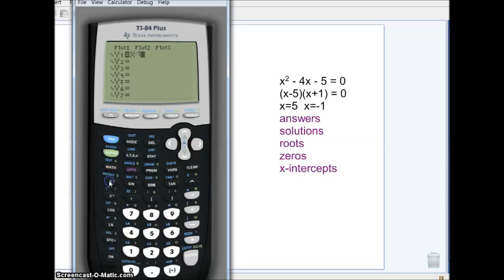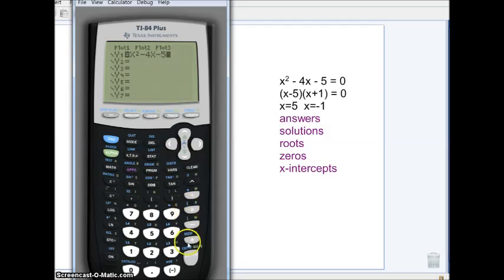X squared, wrong button, square is right here. X squared minus 4x minus 5. Now we're not going to enter equal to 0 here because we just can't. The calculator doesn't let us. So instead, we're going to specifically say that it's not for any y that we want to find the answer, but for y equal to 0.